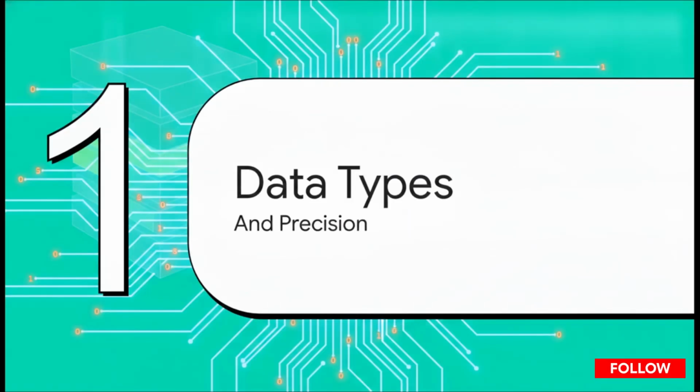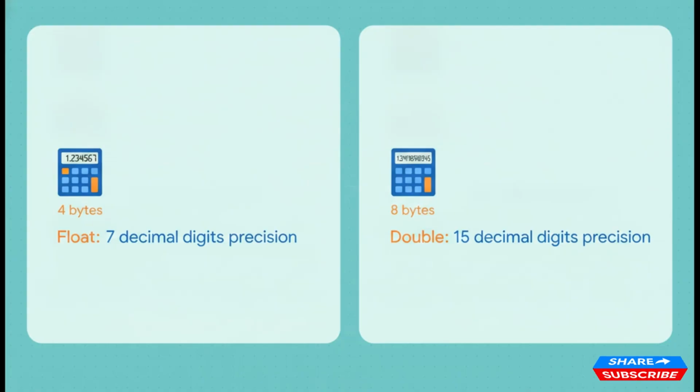All right, Section 1, Data Types and Precision. Before we can go off and build complex systems, we really have to get a grip on the primitive building blocks of C++ data. This perfectly sets the stage for understanding exactly how memory allocation dictates the accuracy of our programs. Think of memory like physical storage boxes.